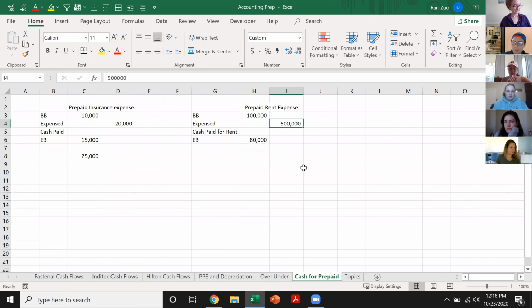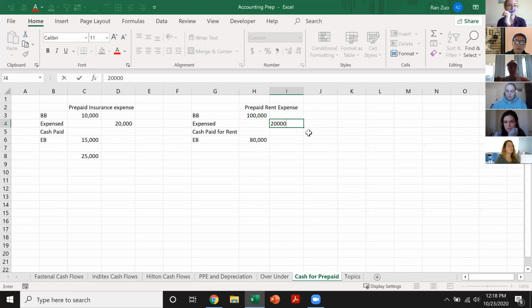Let's just forget the 500,000 real quick. Prepaid rent sucks. If you started with 100,000 in prepaid, you ended with 80,000. What presumably happened? You spent 20,000. Did you spend 20,000 in cash or something else? You used 20,000 in rent. Of this 100,000, you used 20,000, right?